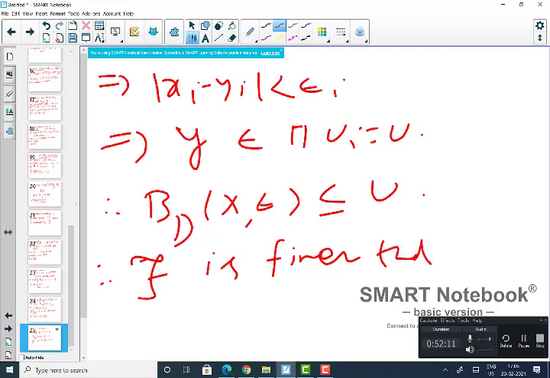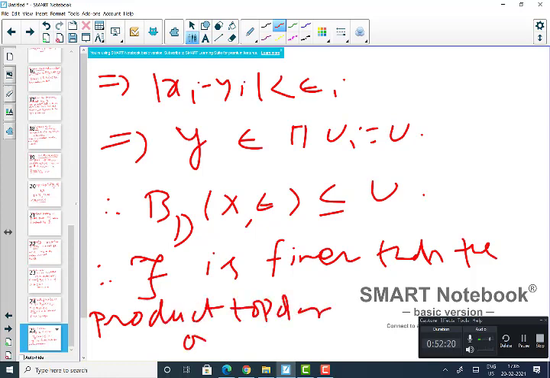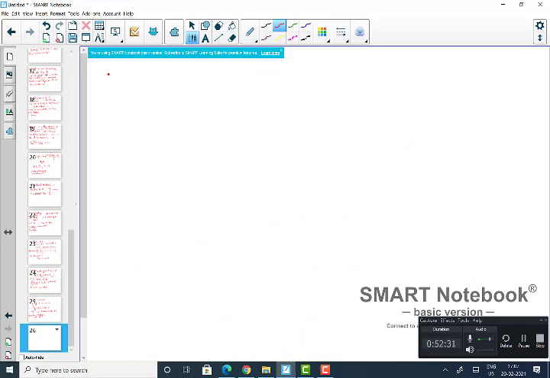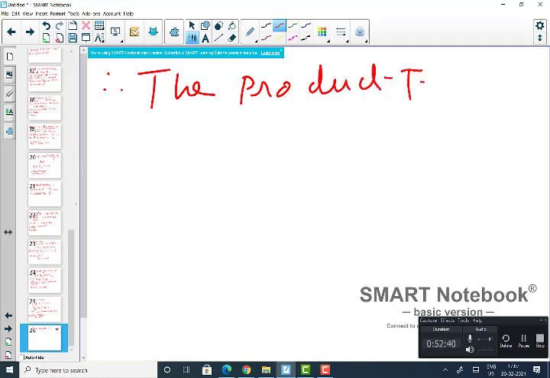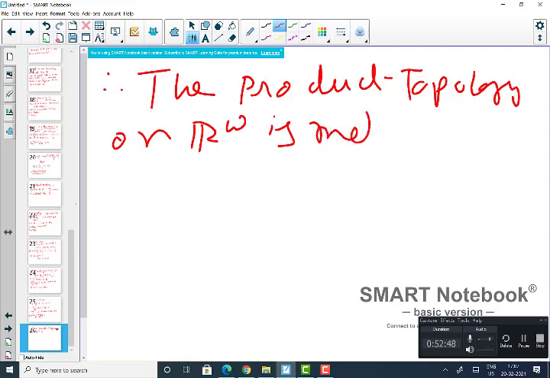and thus this topology tau, which is induced by d, is finer than the product topology on R omega. So what does that mean? We just saw that each is finer than the other, so that means these two topologies are equivalent, and thus finally the product topology on R omega is metrizable. So that means this is coming from a metric.